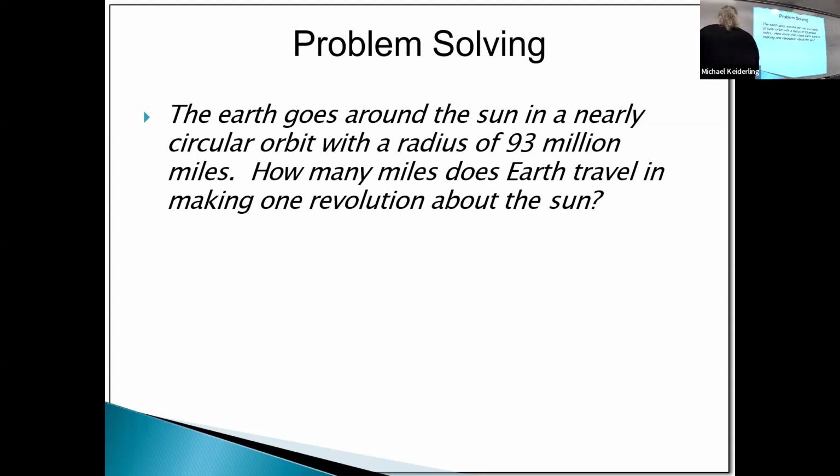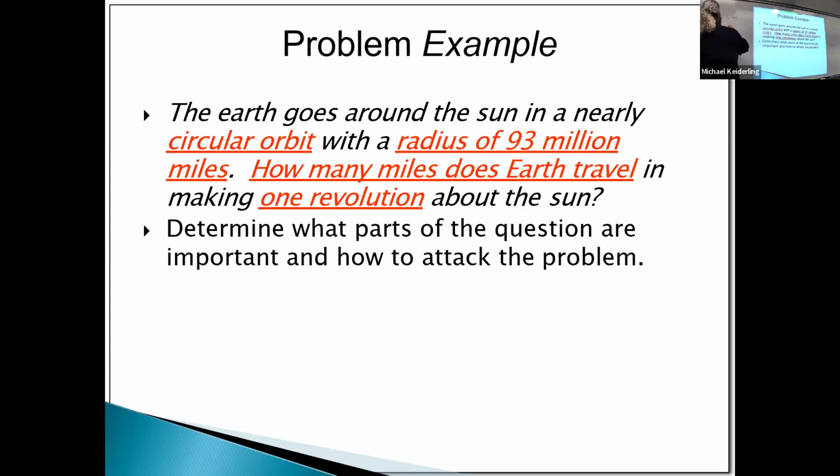So what do we know? Well, we know that we're dealing with a circle. We know the radius is equal to 93 million miles. And we want to figure out how many miles the Earth travels making one revolution around the sun.